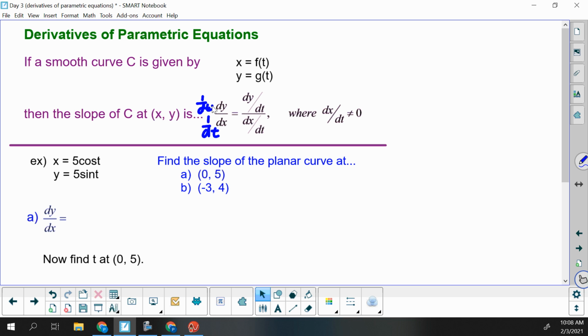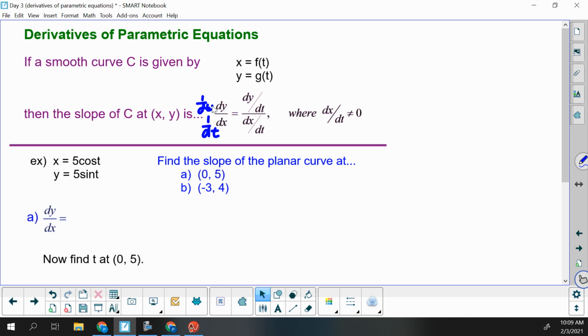So we can do our derivative of y with respect to t in our numerator, our derivative of x with respect to t in our denominator, and that will give us the derivative of our parametric function at any value of t. Now we say where dx over dt is not 0 because that would make the derivative undefined. So we're going to see if we can find the slope. A planar curve is often what's said for a parametric equation. Those mean the same thing. So we're going to find the slope of a planar curve at each of those points.